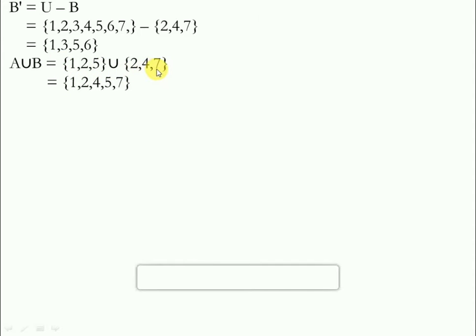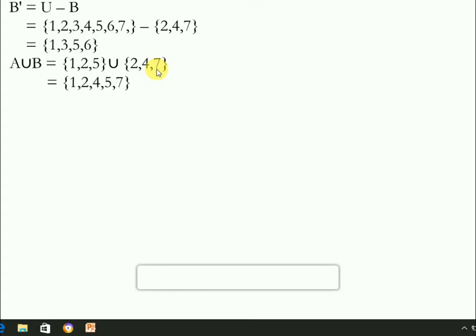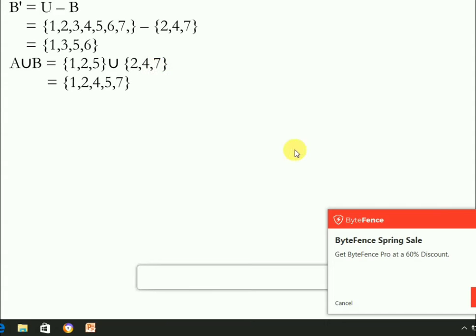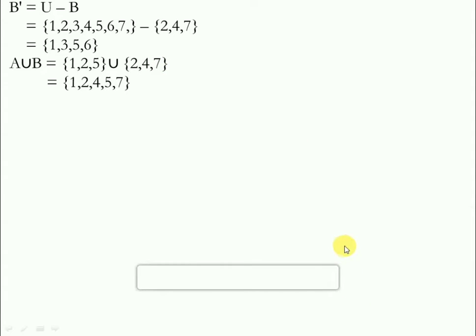So if we make union of that, 2 is common and other terms are uncommon. We are doing like LCM, that is common and uncommon, all terms should come. So 1 2 4 5 7, all these things are in A union B set.